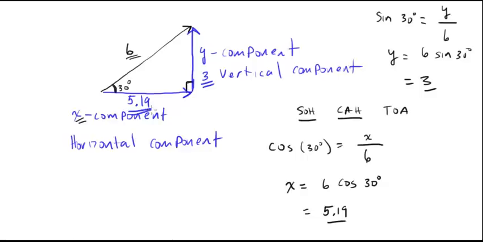So 5.19 miles east and 3 miles north in this case. So again, using SOHCAHTOA, hopefully you're familiar with that. So now I've got the components of our vectors. And there are numerous times where this comes in handy. I'm going to show you one way this comes in handy, and this will be the last little bit that we'll do in this video.